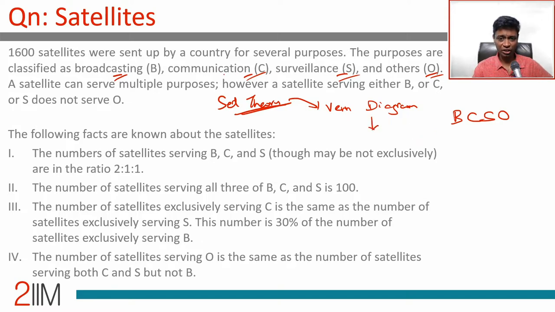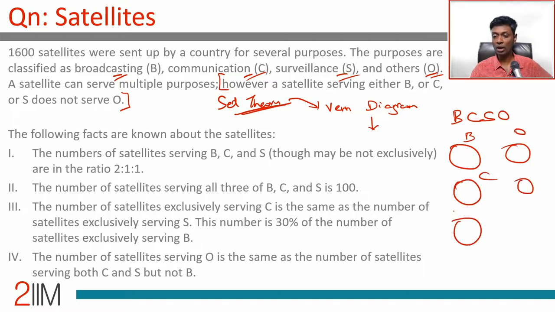This sentence right here gives you a killer Venn diagram. You've got to start with that Venn diagram. Otherwise, we are in jail. There is no overlap between B and O. There's no overlap between C and O. There's no overlap between S and O. Or think about this: the diagram should have B, C, S in some form and O separate.